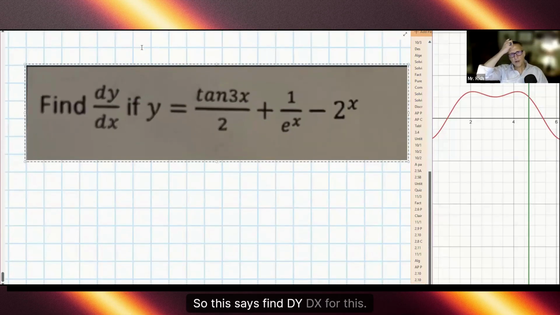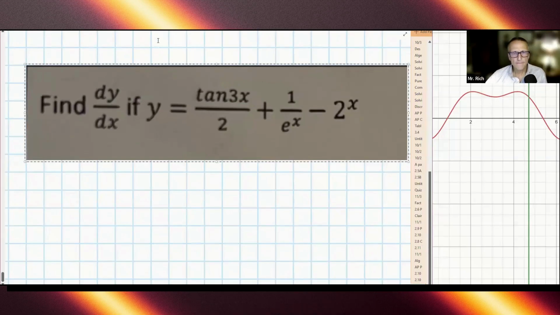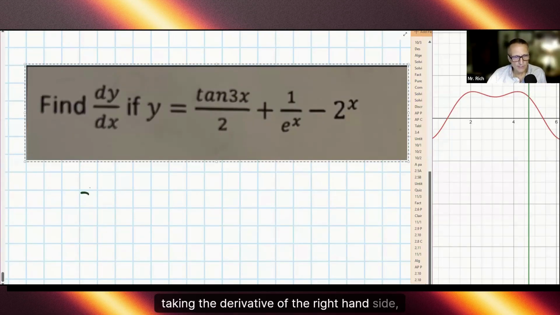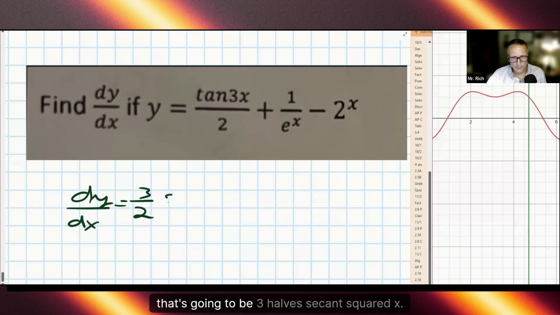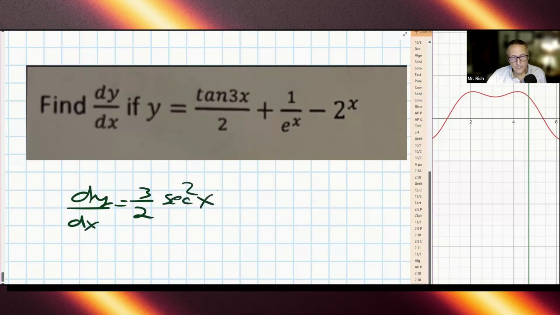So this says find dy dx for this. All right. Okay. So this is not implicit, right? This just is taking the derivative of the right-hand side. This is 1/2 tangent 3x. So that's going to be 3/2 secant squared 3x, right? Secant squared of 3x.